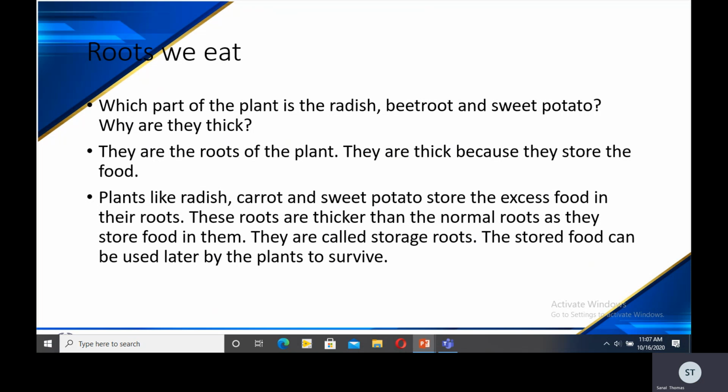Now coming to this last part, you have all seen a carrot, right? Which part of the plant is the carrot? What do you think? Can we eat a carrot? Yes. The carrot is the root of the plant. We can eat carrots, so it is food for us. So we can learn about some roots that store food and are food for us also.